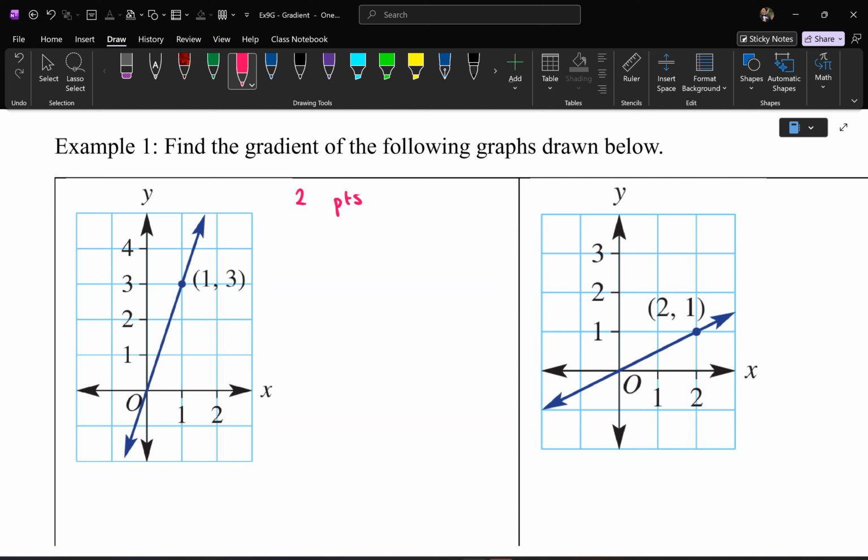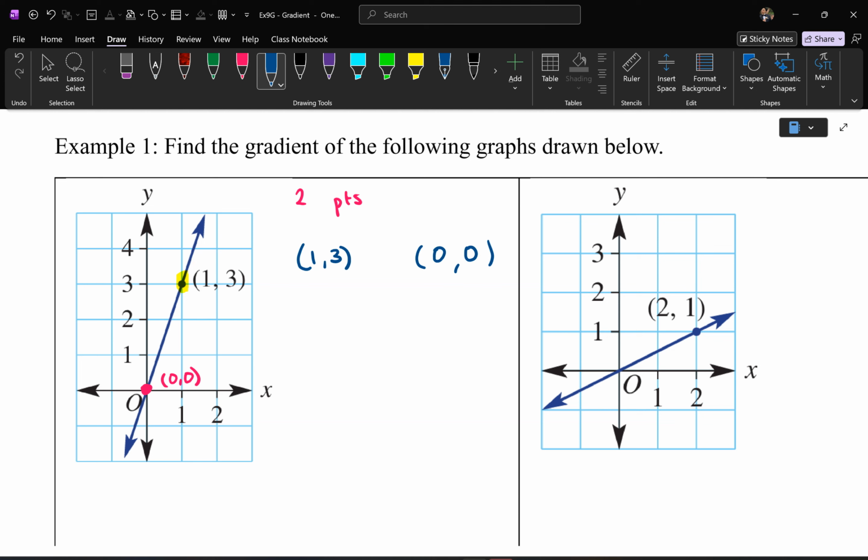So I can already see 1 point. They've given it to us as 1, 3. I need another point. Can anyone see on the graph a second point that's very clear? Even though they haven't labeled it, it's very clear. Which one is that, Josh? 0, 0. This point right here is hidden. You have to learn to read from a graph there. The line clearly passes through 0, 0.